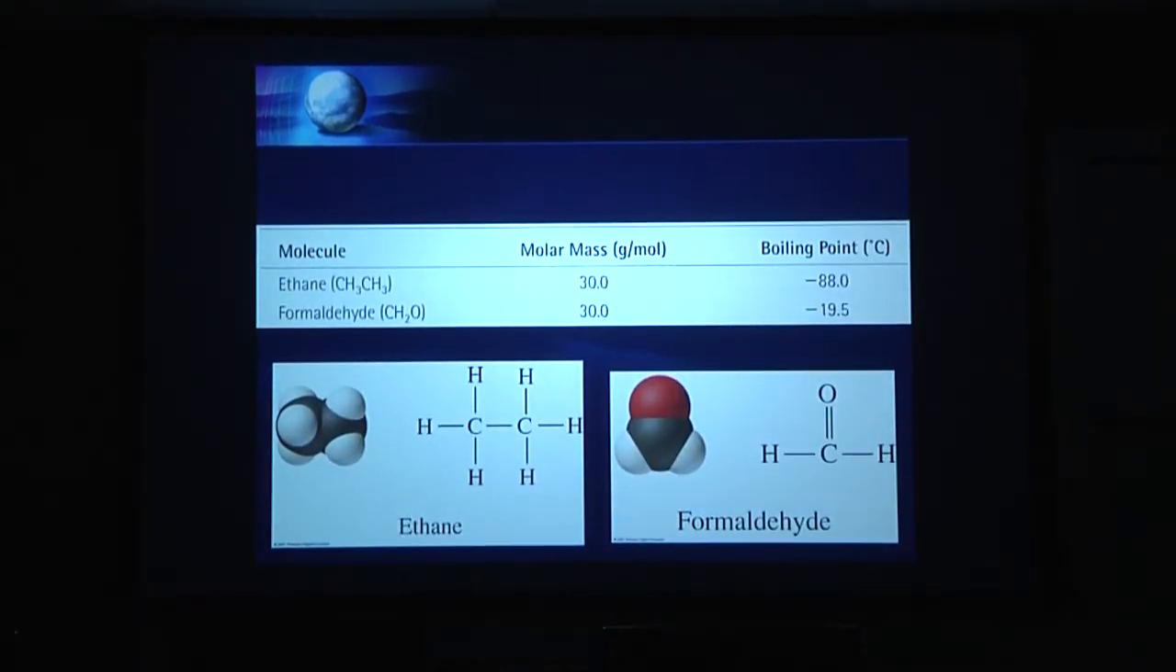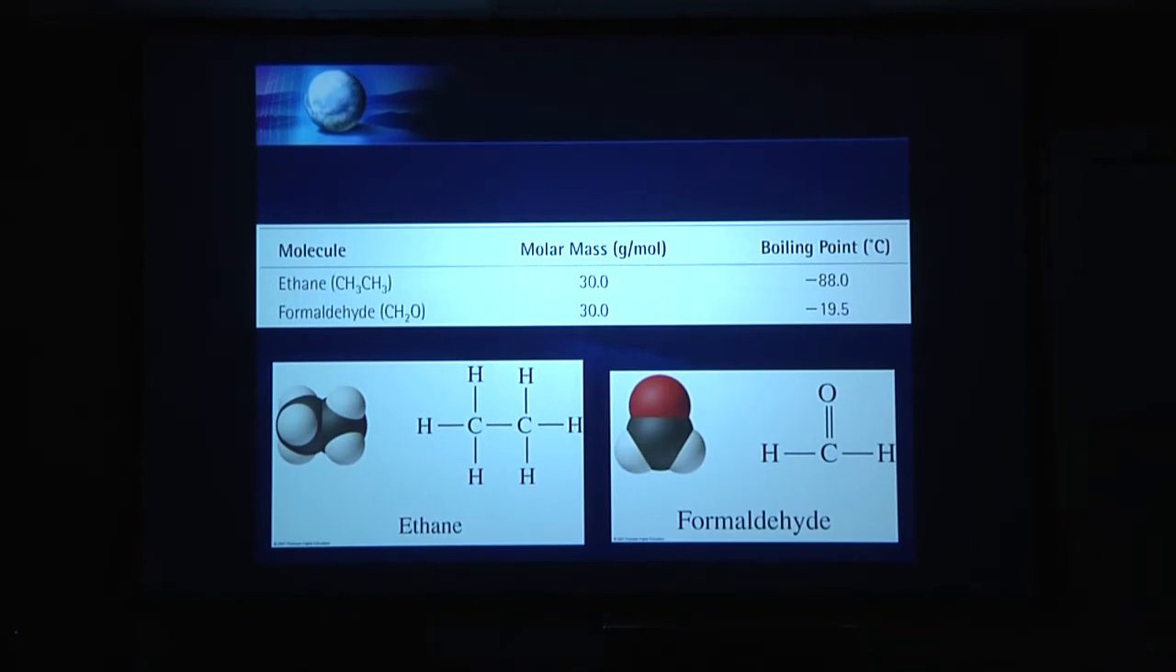So here you can see 2 molecules, ethane on the left and formaldehyde on the right. The molar mass of each of them is identical, but look at the boiling point. Ethane is minus 88 degrees C, and formaldehyde is minus 19 degrees C. So formaldehyde has a much higher boiling point. Now, are there dispersion forces present in a sample of ethane and formaldehyde? Well, the answer is yes, because everything has dispersion forces in it. What other forces are present that could account for such a big difference in boiling point?